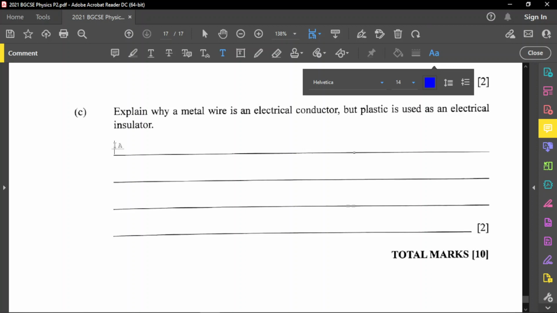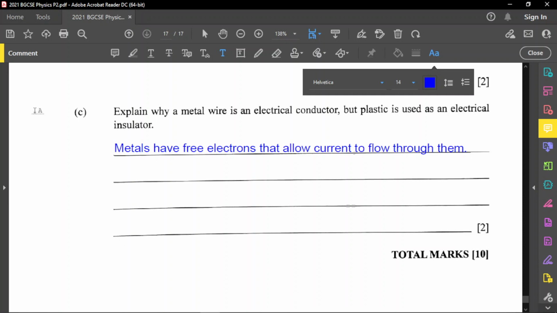Very, very simple here is that metals, and this goes for all metals, have free electrons that allow current to flow through them. So that's the first thing. Metals have free electrons that allow current to flow through them.